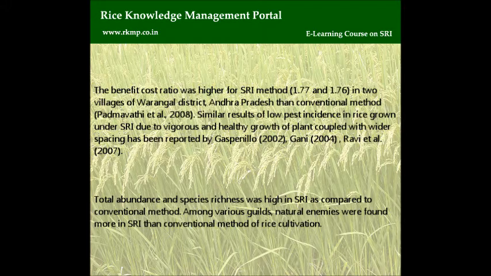Total abundance and species richness was high in SRI as compared to conventional method. Among various guilds, natural enemies were found more in SRI than conventional method of rice cultivation.